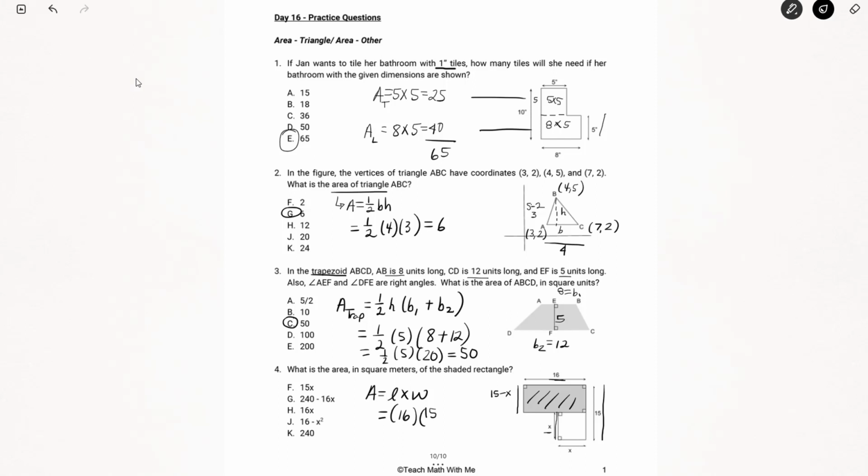I'm going to have an x in my final answer, which, as you can see when you look at the choices, some of them do have x's. That's okay. So we can think outside the box when we're looking at this. Let's multiply out because we don't have one of our answers that looks that way. So I'm going to have to distribute that 16, and I get 16 times 15 is equal to 240 minus 16x, and that looks like answer choice G.